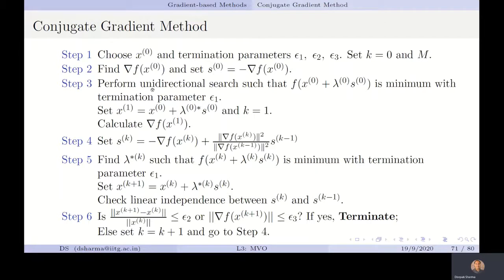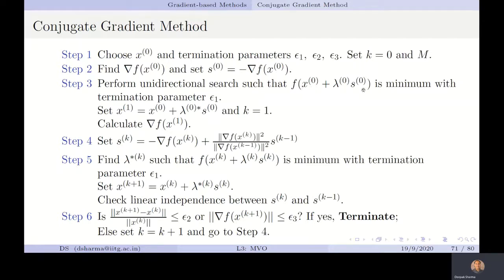In step 3, we perform unidirectional search. You have done this unidirectional search with the steepest descent methods earlier. So we will be performing the unidirectional search from point x0 in the direction of S0, and lambda is the scaling factor. You know that by doing this unidirectional search, we will be converting this multi-variable problem into a single variable problem, and we can find what is lambda star. We can use any of those methods which we have learned in single variable optimization.